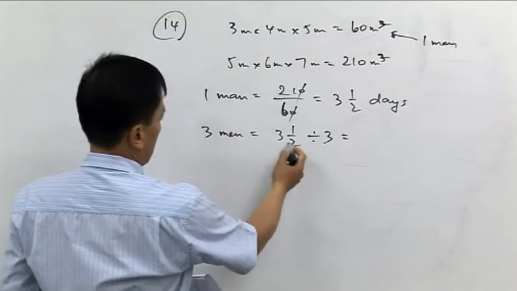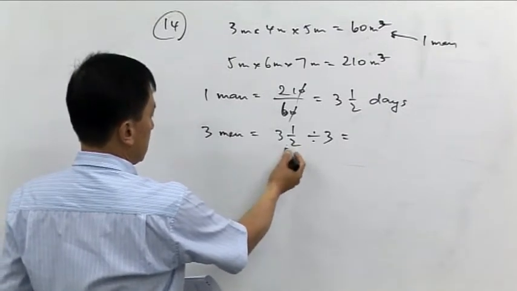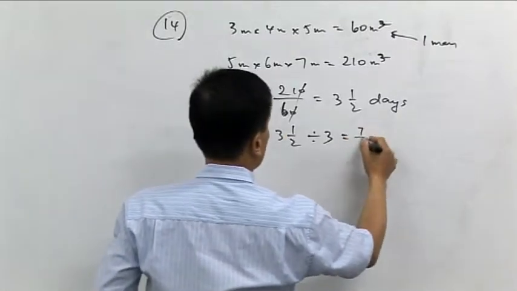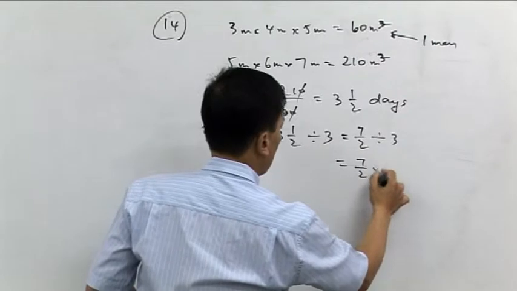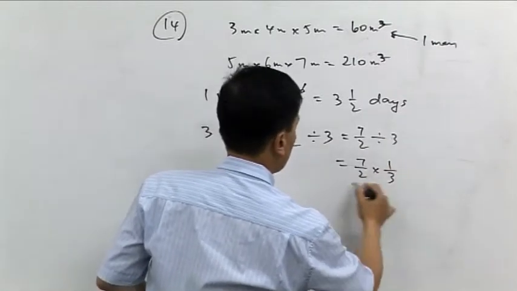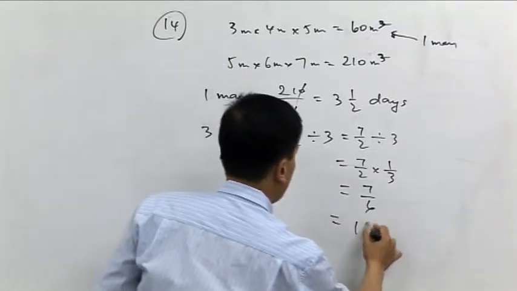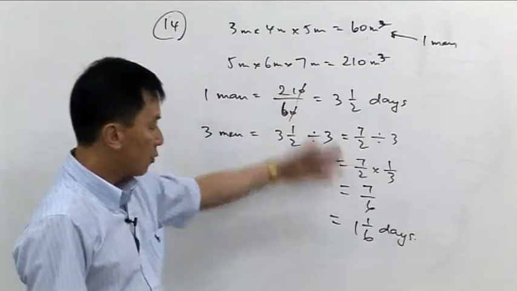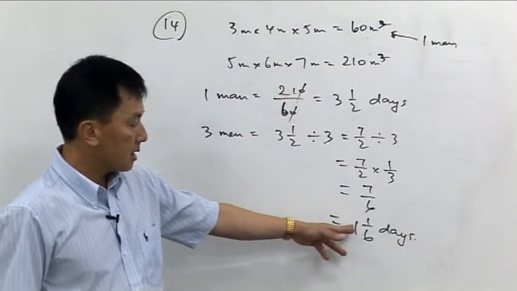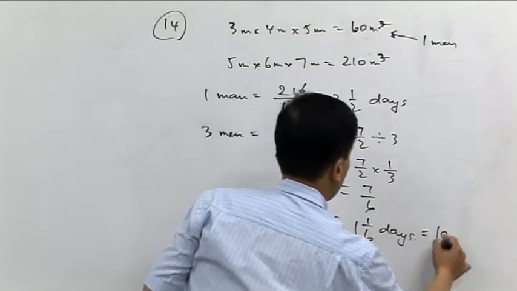So you need to change that to an improper fraction. So 2 times 3 is 6 plus 1, so that's 7 on 2 divided by 3. So that's like multiplying by the reciprocal of that, which is 1 on 3. So that's going to be 7 on 6, so that's 1 and 1/6 days. Okay, so it's 3 times faster, so the answer is going to be 1 and 1/6. So that is C.